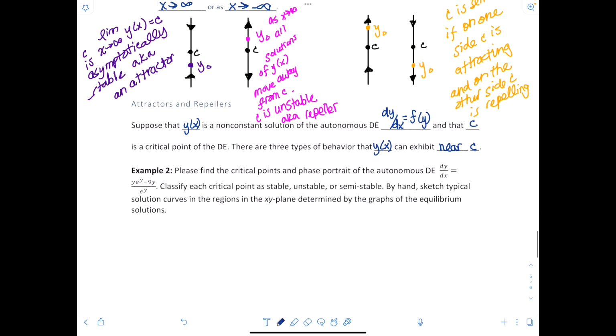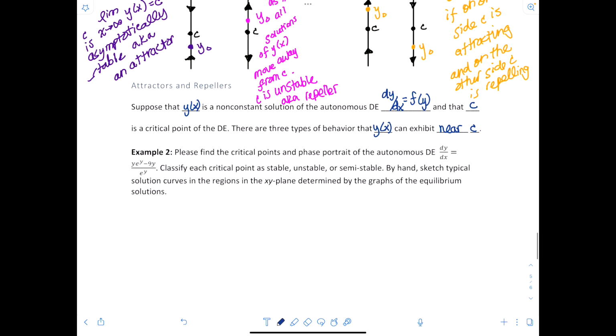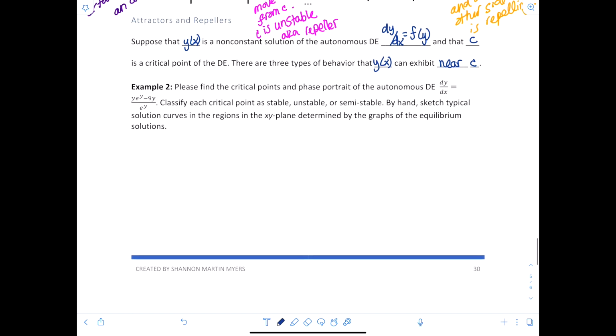All right, so here we go. Let's finally look at an example. Please find the critical points and phase portrait of the autonomous differential equation dy/dx equals (y e^y minus 9y) over e^y. We want to classify each critical point as stable, unstable, or semi-stable, and then by hand we'll sketch typical solution curves in the regions in the xy plane determined by the graphs of the equilibrium solutions. Okay, so let's do this thing.